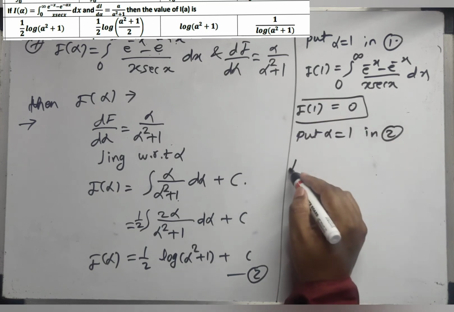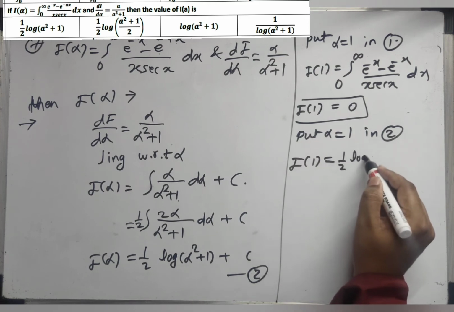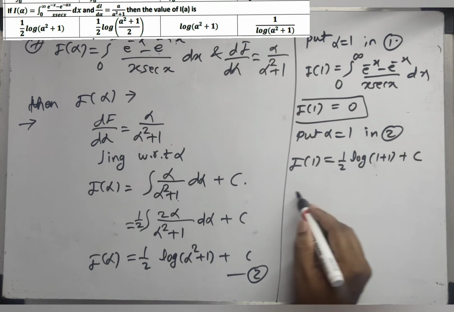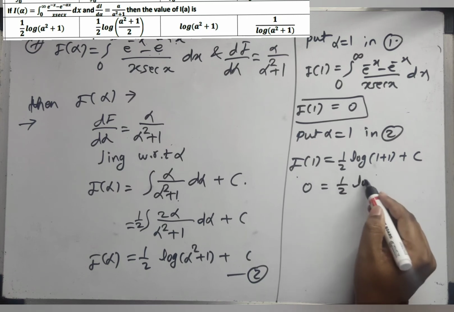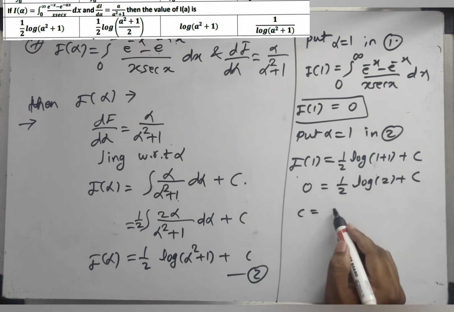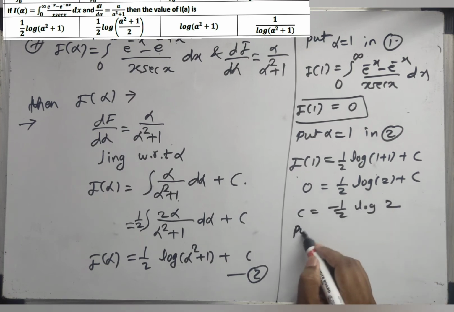So what do you have? I(1) is equal to 1 upon 2 log of (alpha square plus 1), that is 1 plus 1, plus c. I(1) we have calculated as 0. So it is 0 is equal to 1 upon 2 log of 2 plus c. So that will give you the value of c as minus 1 by 2 log of 2. Now put this value of c into the equation to get the complete answer.